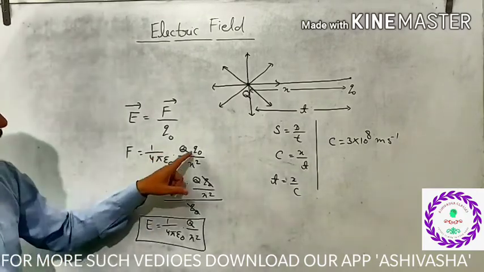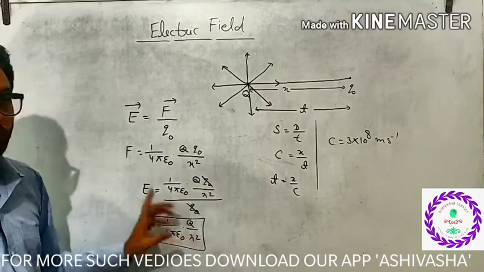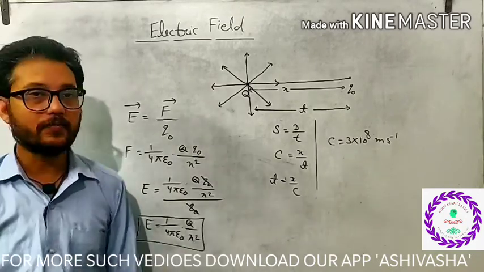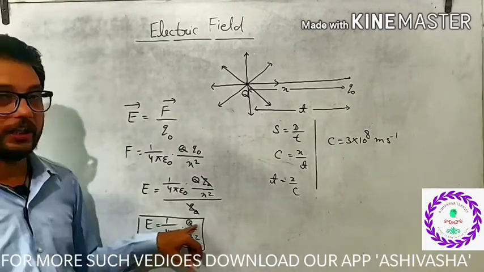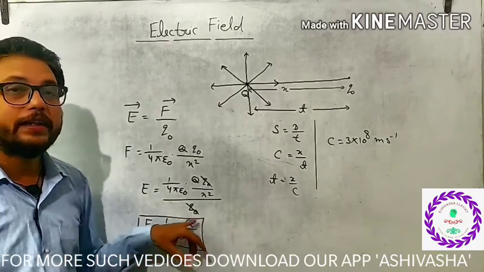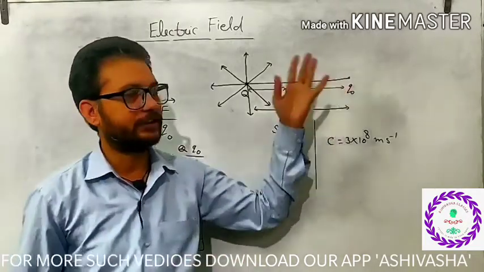As you can see here, as we put the value of force, Q naught and Q naught cancel out each other, and we get the formula. So, in the formula we have only charge Q. It means electric field is only due to the charge. It does not depend upon the test charge.